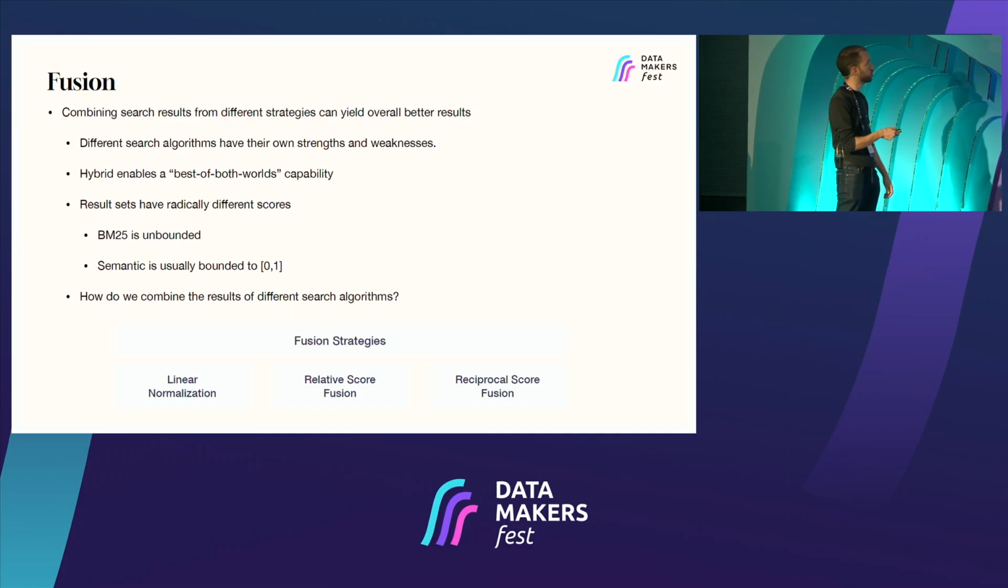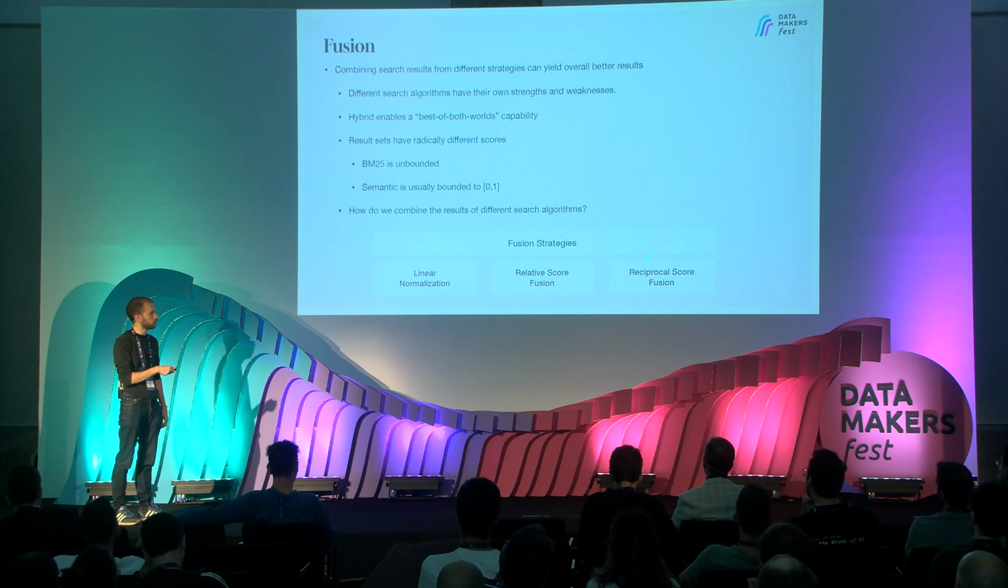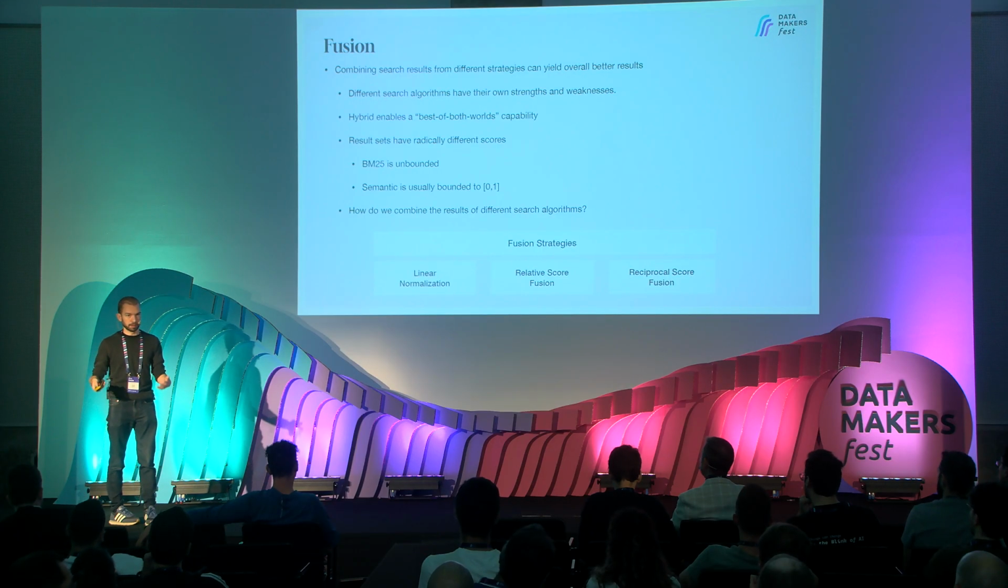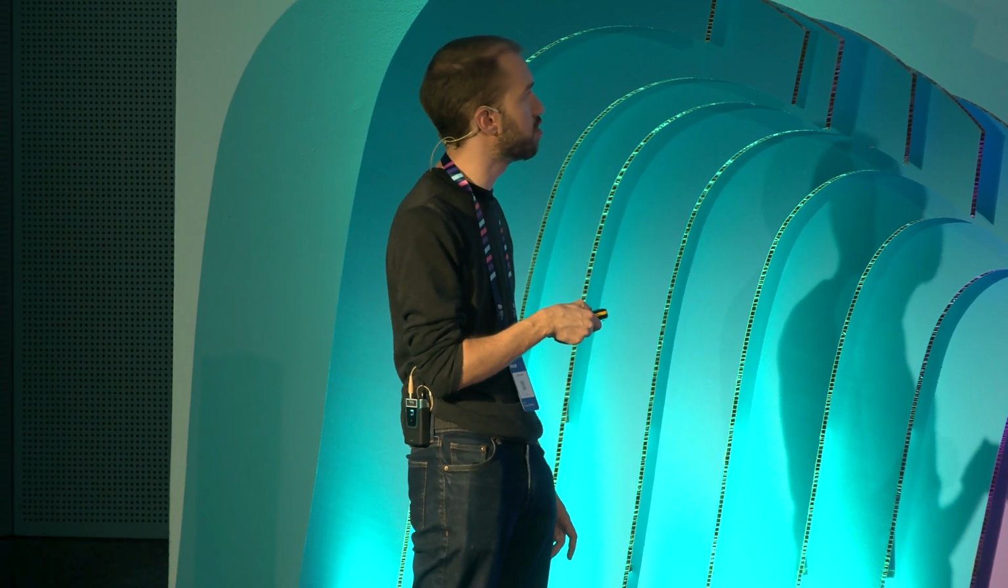Well, there are some fusion strategies. The most used ones are relative score fusion and reciprocal rank fusion. You can test them and see which one works better. Again, use the benchmark for this. Linear normalization is just a greedy way to do it. From our experience, it never really works. So yeah, focus on these two.